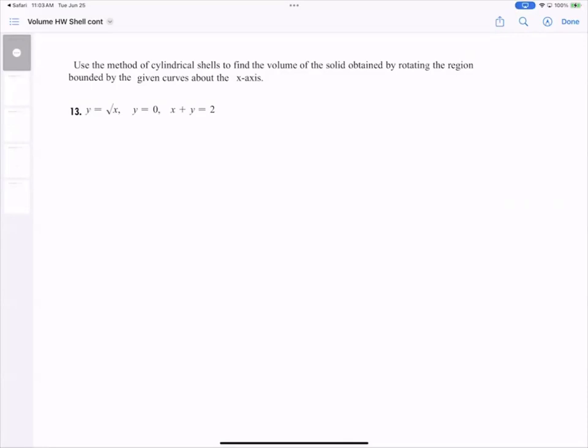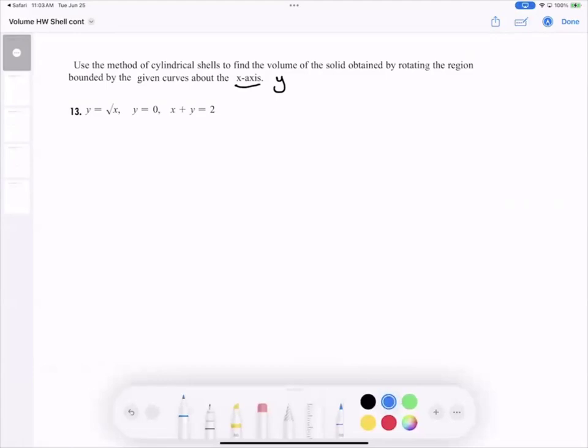So in finding the volume by rotating about the x-axis using the shell method, we have the following. This is the x-axis. It means that we need to write down everything in terms of y. So let us start graphing these: y is equal to square root of x, y is 0, and you have a decreasing line, x plus y equals 2.